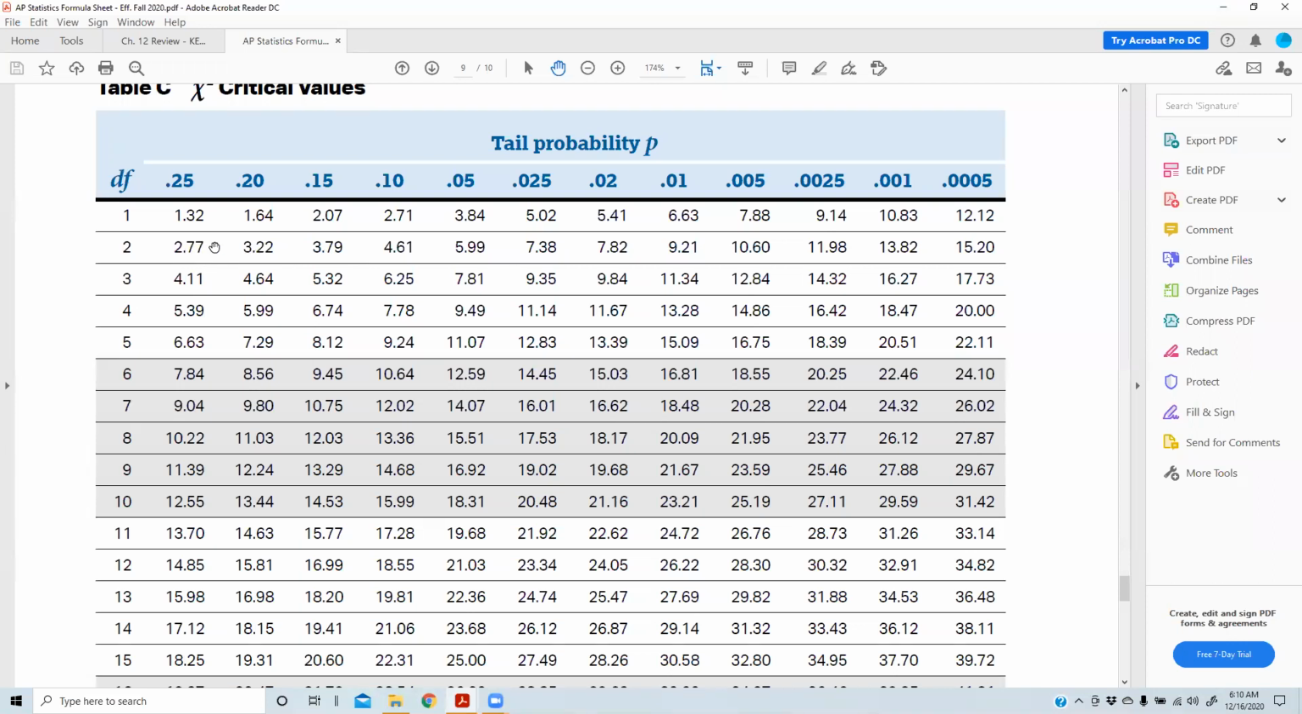3.15. Looks like we're in between 0.25 and 0.2. Hopefully you can see my cursor here. If not, you can see where I highlighted. It's in between there. We fall closer to the 0.2, a lot closer to the 0.2, but we fall in between there. That's all we can get from the table.